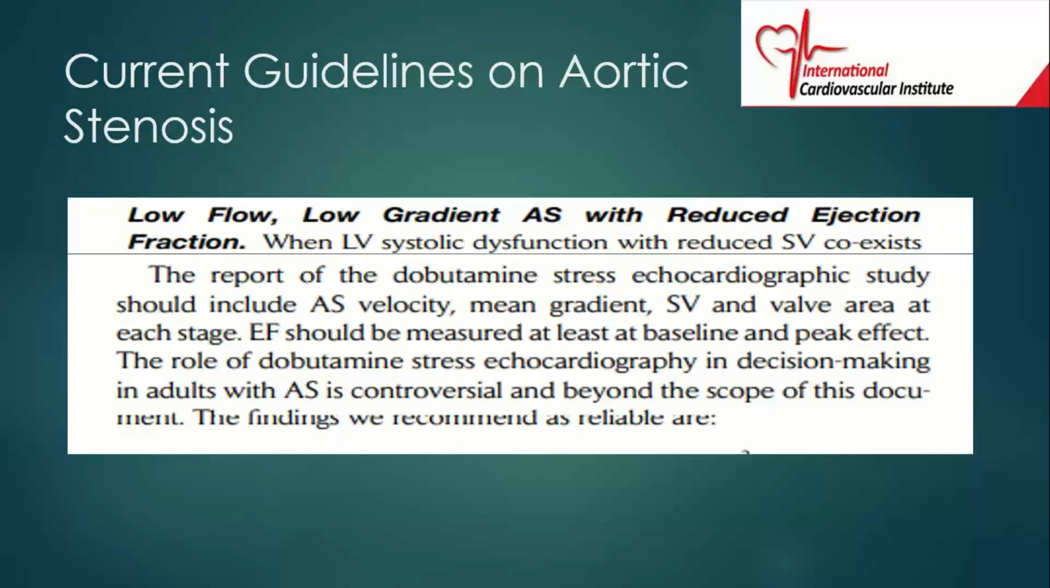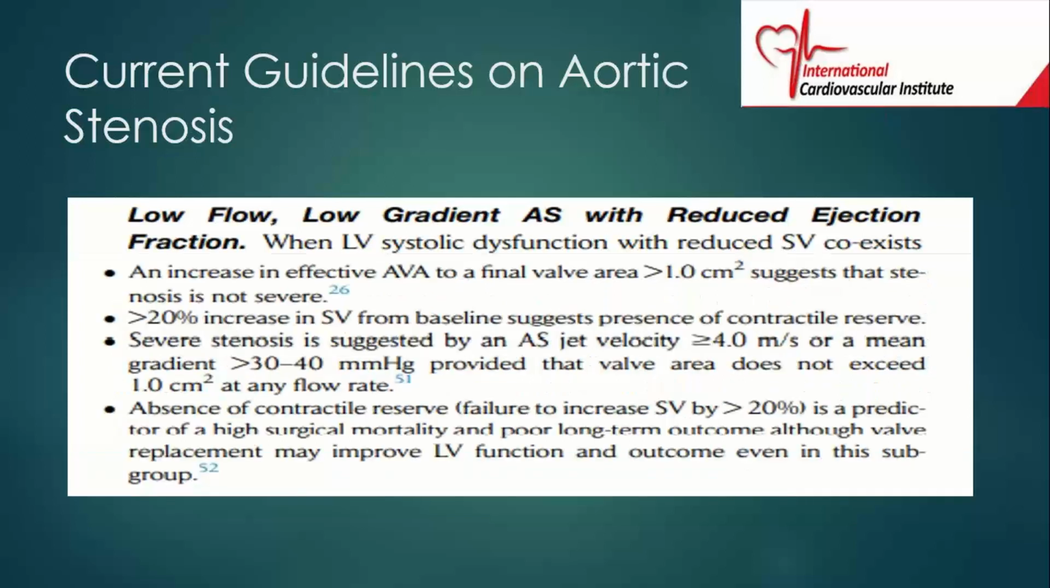Okay. So again, for low flow, low gradient AS with reduced ejection fraction, if the valve area is less than 1 centimeter squared, remember the definition for low flow, low gradient AS. You have to give dobutamine, or do your dobutamine stress test, to separate the two groups, because if the patient does not really have severe aortic stenosis, they don't do well, and you don't want to take them to surgery.